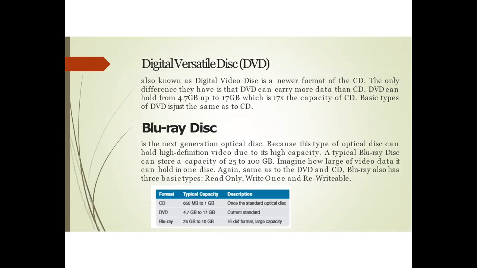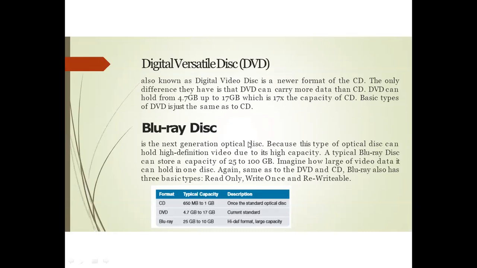Then we have also the digital versatile disc or the DVD, also known as the digital video disc, which is a newer format of the CD. The only difference is that a DVD can carry more than a CD. DVD can hold from 4.7 gigabytes up to 17 gigabytes, which is 17 times the capacity of a CD. So meaning it is faster and has a bigger capacity compared with the CD. The basic types of DVD are the same as CD.